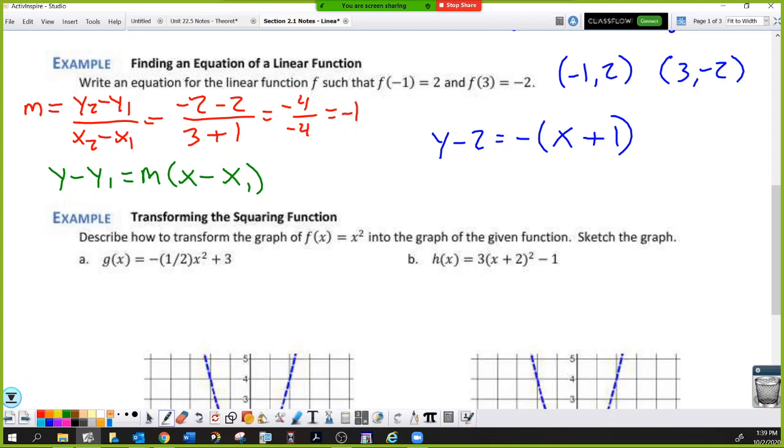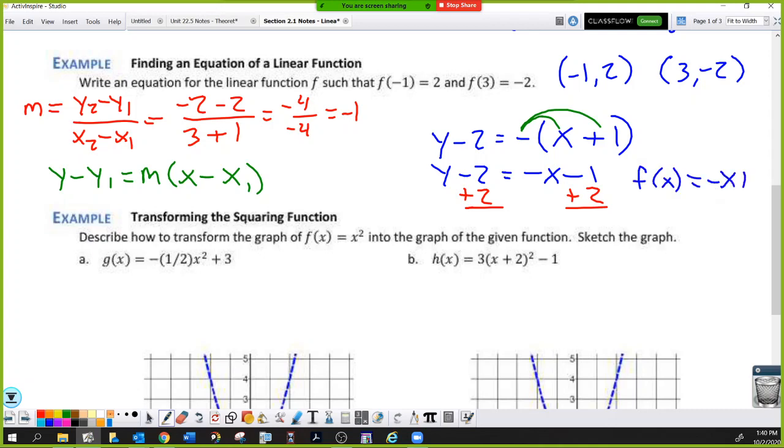Okay, fine. So we're going to distribute the negative sign, and then we'll add 2 afterwards. So y minus 2 equals -x minus 1, and then add 2 to both sides. Leaves me with, instead of saying y equals, I'll say f of x. We can squeeze it in over here. Suck it in, function. F of x equals -x plus 1. There it is.